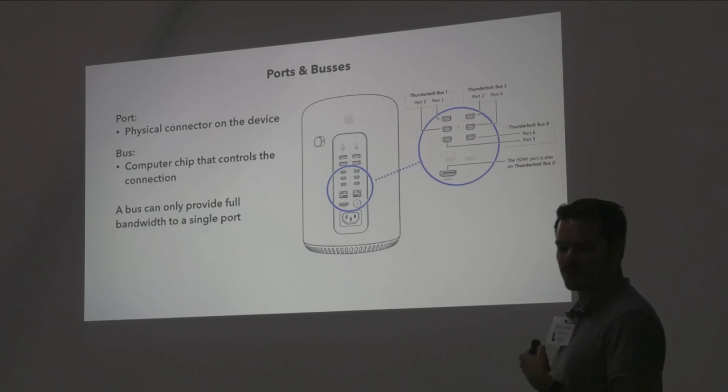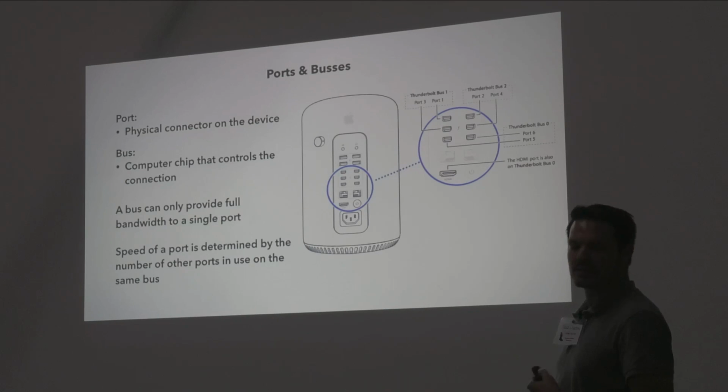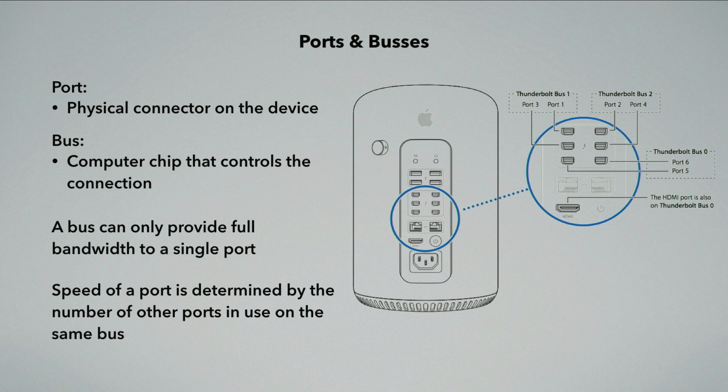So that, therefore, the speed of a port is determined by the number of other ports in use on the bus. Does that make sense to everyone? There was a question in the last class about whether you can have different connectors or different ports on the same bus. You can, as long as the protocols that the connectors transfer are backward compatible.